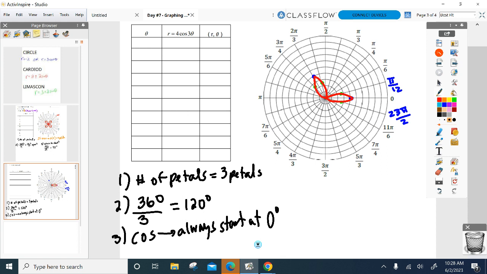And then go ahead, find your last petal. 120 degrees away from that one. And remember, you're just counting off by 15s.